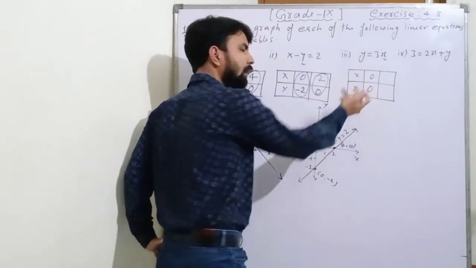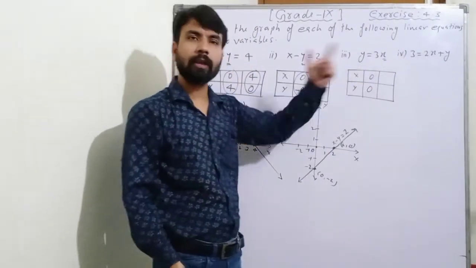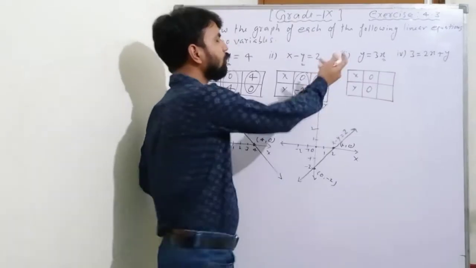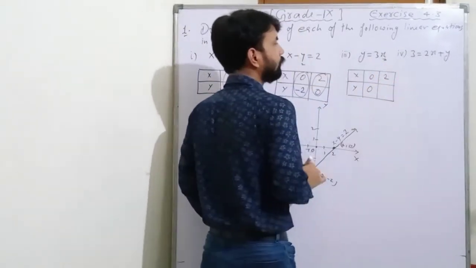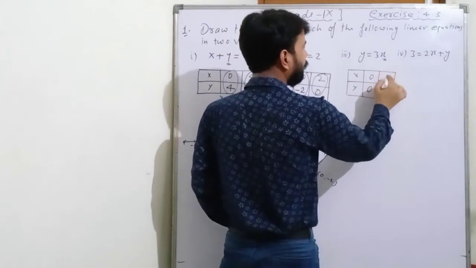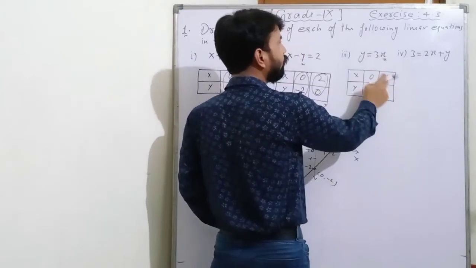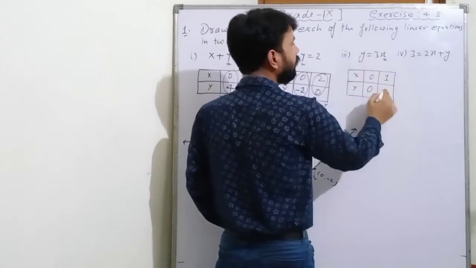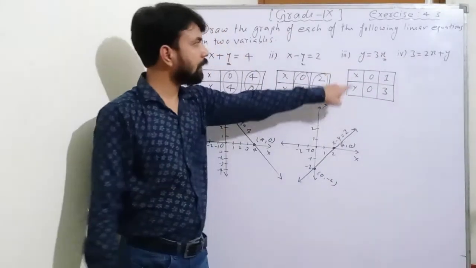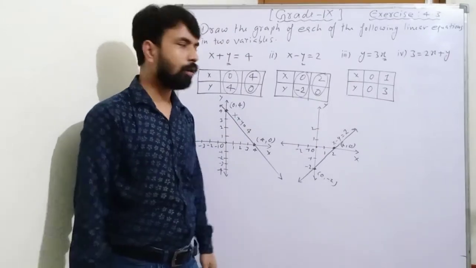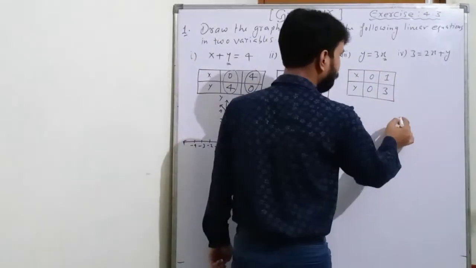So beta, y is already 0, so now I don't need to put y equal to 0. Now I have to put some value of x. I am putting x equal to 2 or x equal to 1, whatever you want. If I am putting x equal to 1, then the value of y will be 3. 3 into 1 gives you 3. So there are these 2 points. Now we will plot the graph for this equation.